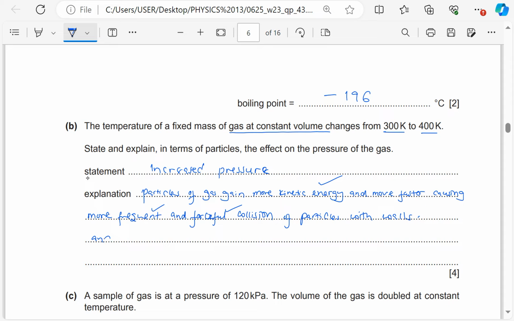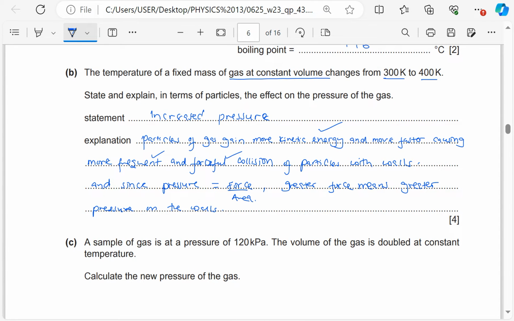And remember, since pressure equals force over area, greater force means greater pressure on the walls. Okay, so because now there's a greater force, we expect a greater pressure.